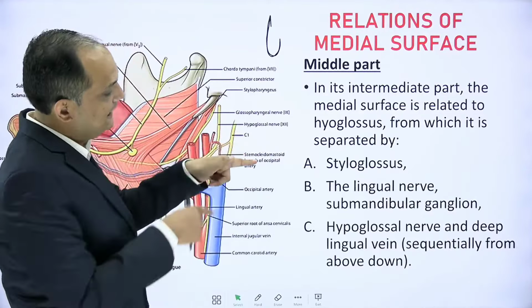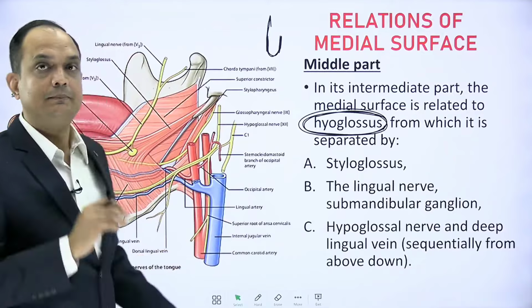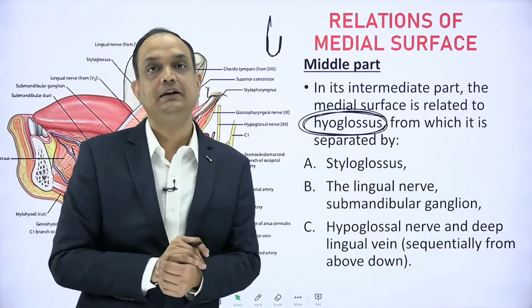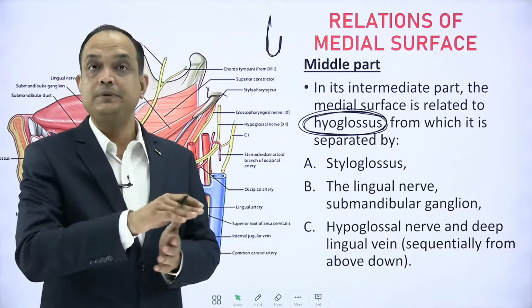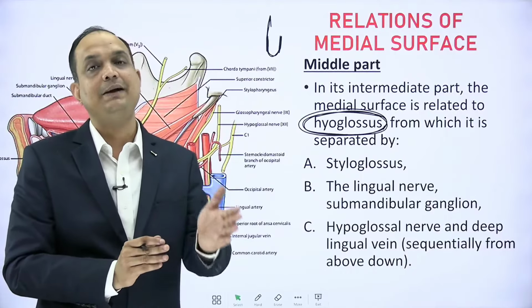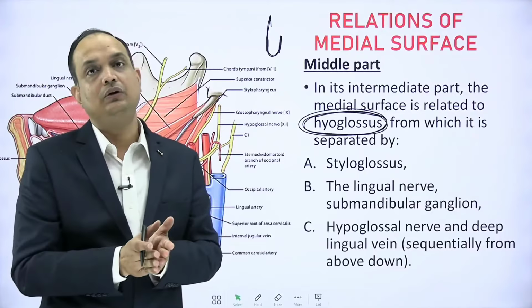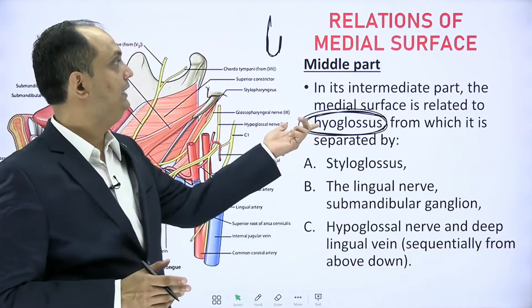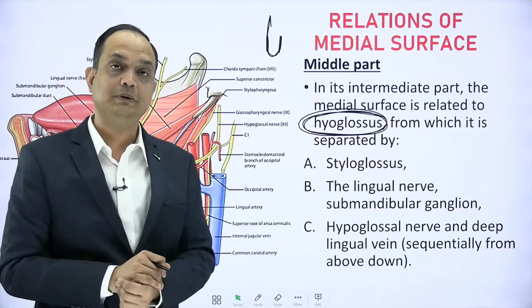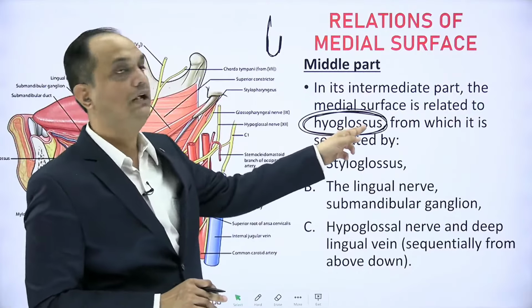Now because of this reason, what will happen? The middle portion of your superficial part and deep part are almost related with the hyoglossus muscle. So there is always the confusion of why hyoglossus muscle is related with the superficial part. Because we read again and again that hyoglossus muscle is deep to the mylohyoid and the deep part lies in a gap between the mylohyoid and hyoglossus. But here you are reading that the middle or intermediate part of the superficial surface is related with the hyoglossus.